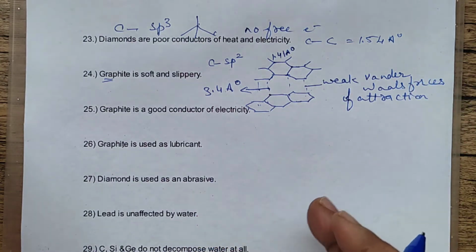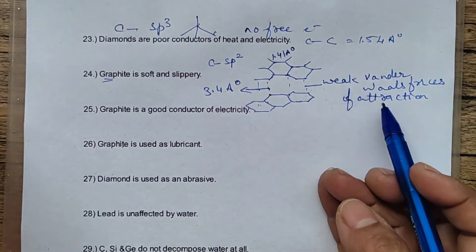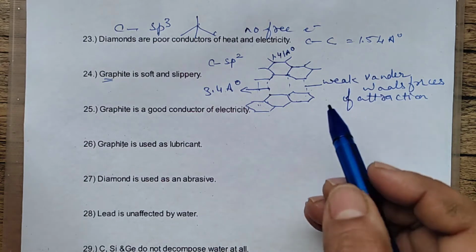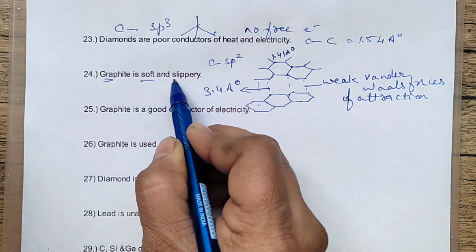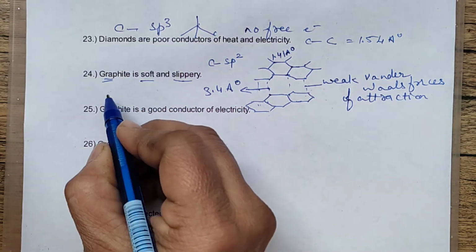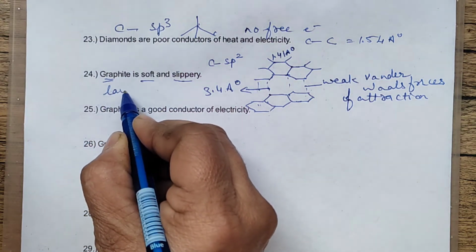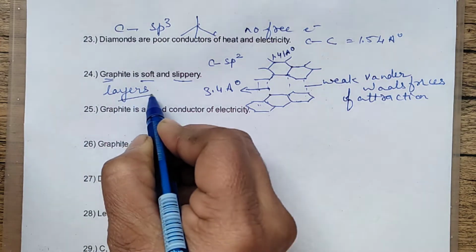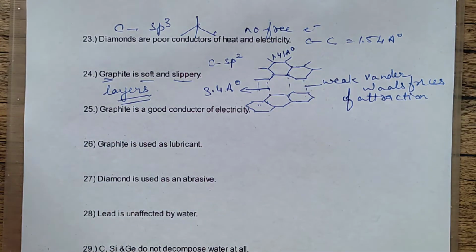When they slip over each other, because these bonds are very weak, they can slip over each other. Due to that, it is soft and slippery. And due to that, we also say graphite always breaks in layers. It breaks in layers because these layers are there. They slip over each other and then they break.